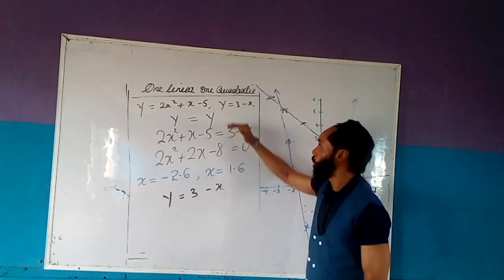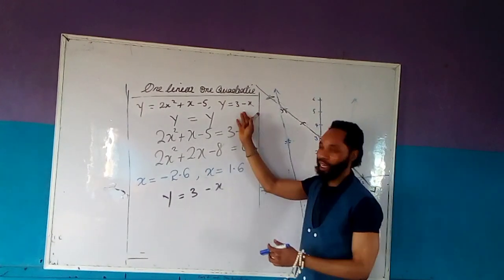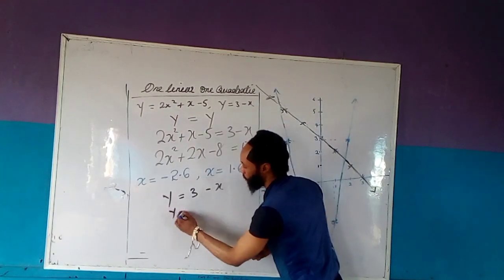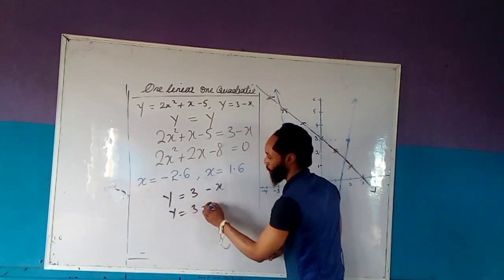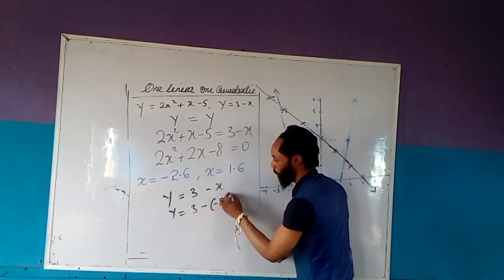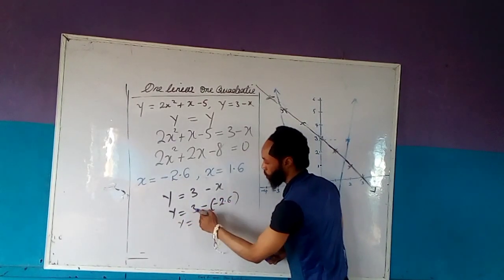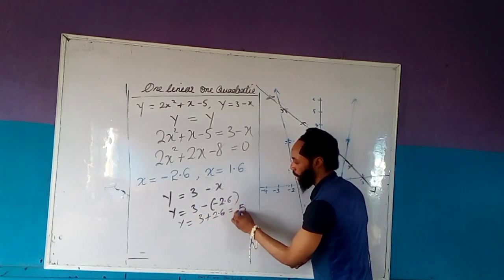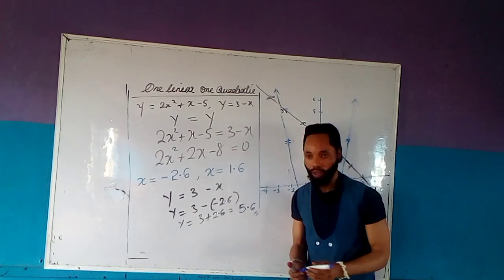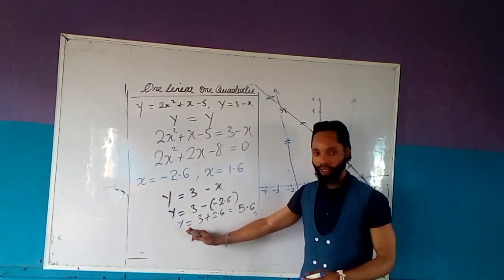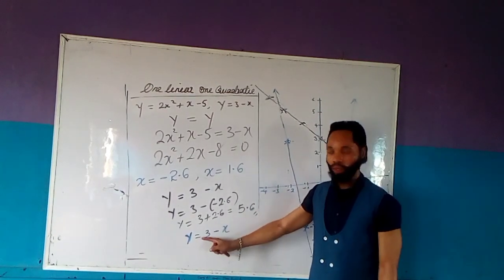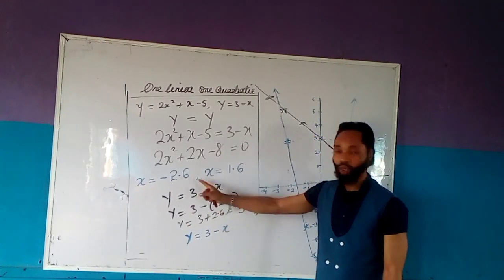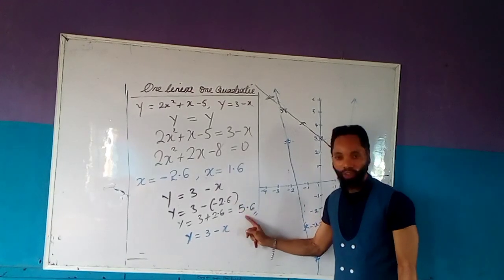So the first thing you want to do is to take the linear equation. It's easier to get your y here than putting it in the quadratic, to be more effective. Now let's do y equals 3 minus x. When x is negative 2.6, what do we have? y equals positive 3 plus 2.6, which is 5.6. So when x equals negative 2.6, we got our y at 5.6.